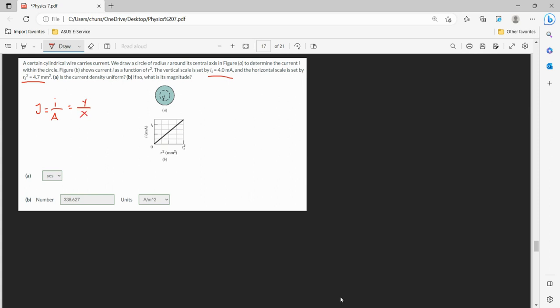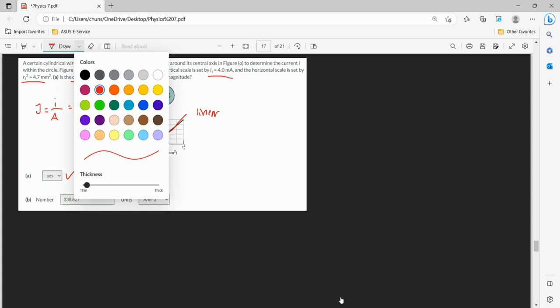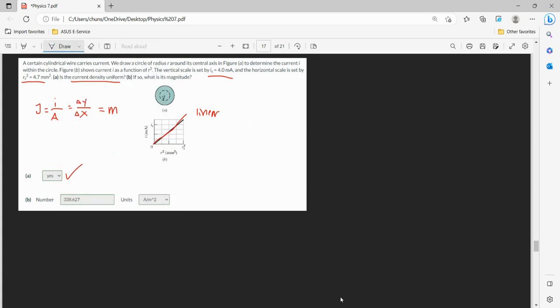And we know when we have our change in y-axis over our change in our x, this is equal to our slope, right? So it's asking if our slope is consistent. So looking at this graph model, we have a linear graph model. So in that case, is it uniform? Yes. Okay, so now it wants us to find what the magnitude of our current density is.